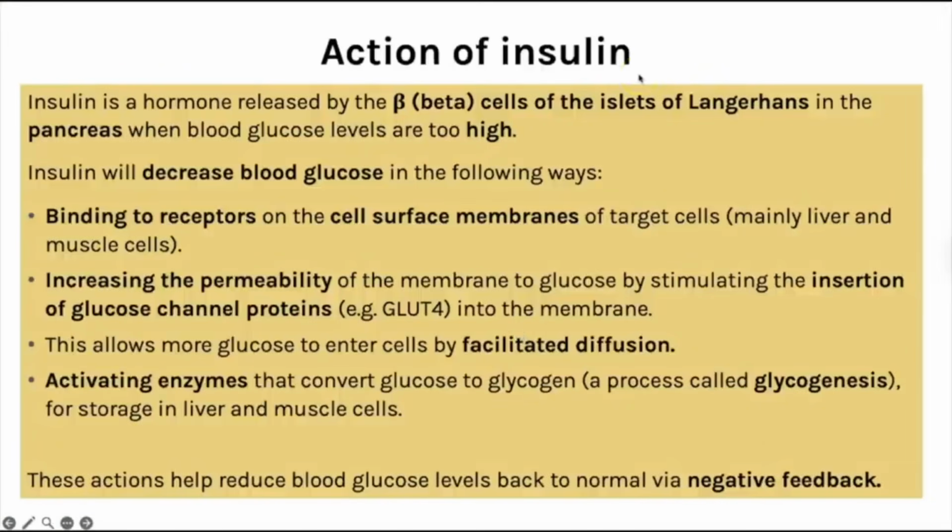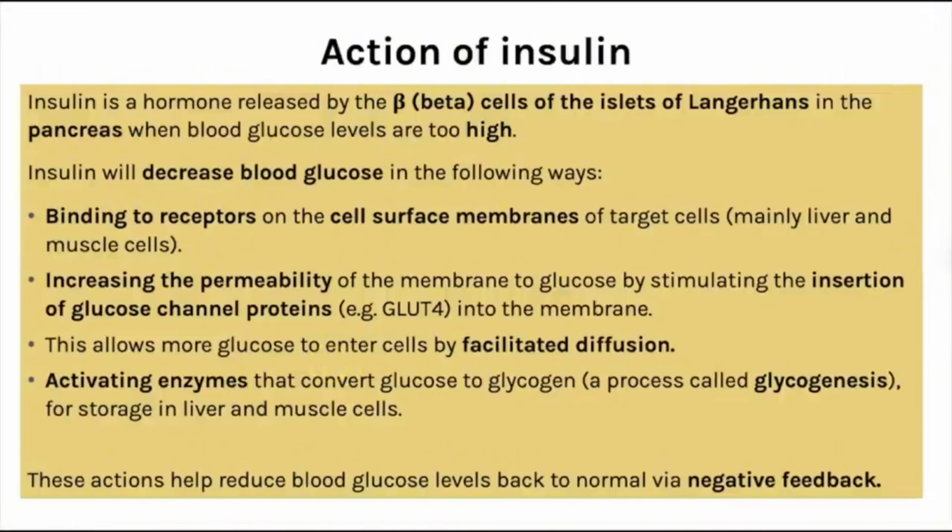So here's our action of insulin. We said that's the hormone released by the beta cells in the islets of Langerhans when blood glucose levels are too high. And insulin will then be transported in the blood. When it gets to the liver cells, it will bind to complementary shaped receptors on the cell surface membrane of those liver cells, also muscle cells. When it binds, it increases the permeability of that membrane to glucose by stimulating the insertion of more glucose channel proteins, GLUT4, into the membrane. And that allows more glucose to move from the blood into the liver cells by facilitated diffusion.